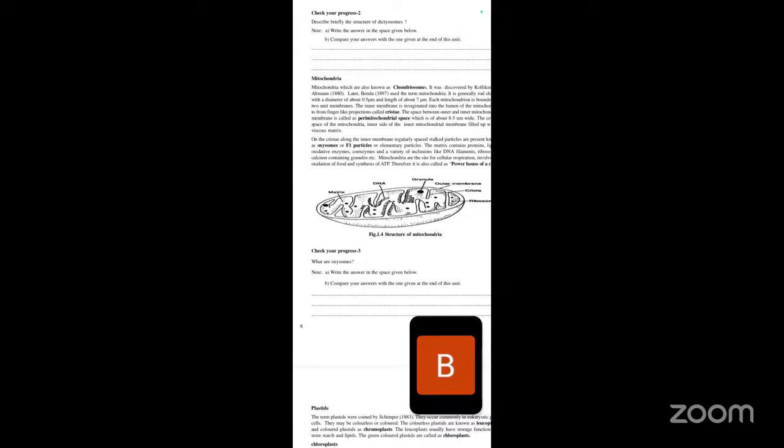They are also called F1 particles, F1 granules, or elementary particles. The matrix contains proteins, lipids, oxidative enzymes, coenzymes, and a variety of inclusions like DNA filaments, ribosomes, and calcium-containing granules. Mitochondria are for cellular respiration, involved in the oxidation of food and synthesis of ATP. Therefore, mitochondria is also called the powerhouse of the cells.